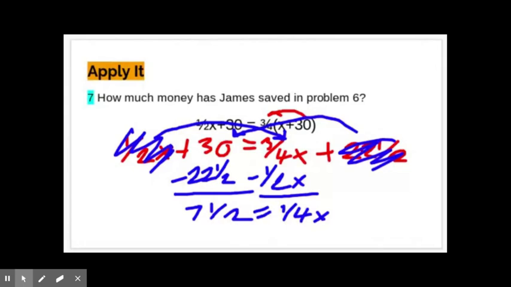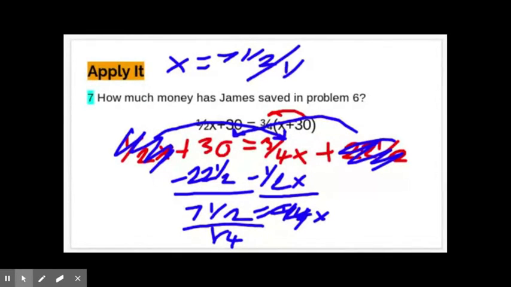Then from there, that final step to get x by itself is to do the opposite of that multiplication. So you're going to divide by 1/4, so that this goes away. So x is going to be equal to 7.5 divided by 1/4, and therefore x is equal to 30. However, we are not done there.